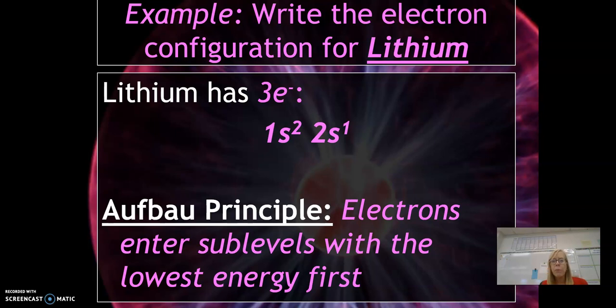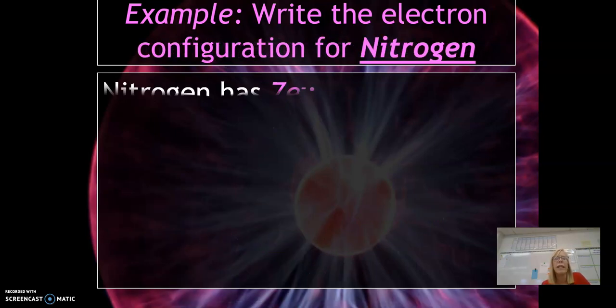There is a principle called the Aufbau principle, and that states that electrons are going to enter sublevels with the lowest energy first. And so every element's electron configuration is going to start with 1s because it's always going to go to the lowest one first. So highlight or put a star next to the Aufbau principle because we'll have to be using that later in the unit as well.